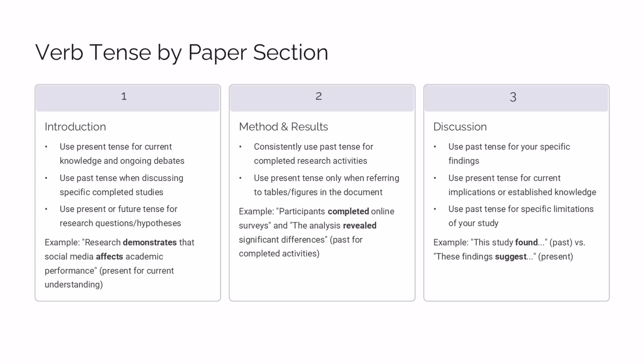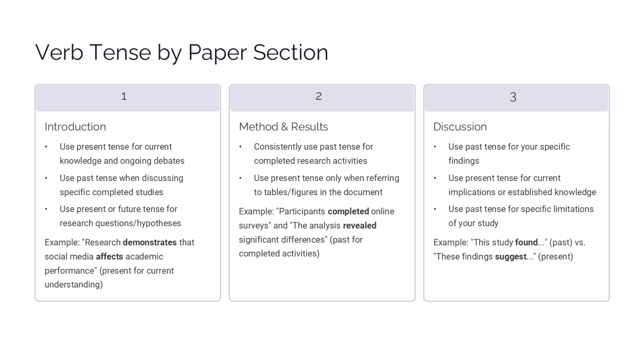The discussion section requires the most sophisticated verb tense usage because you're connecting your past findings to current knowledge and future implications. Use past tense when referring to your specific findings. "This study found that social media use correlated with decreased academic performance." Use present tense when discussing current implications or established knowledge. "These findings suggest that social media use affects student learning," or "current evidence indicates that intervention programs can improve academic outcomes."